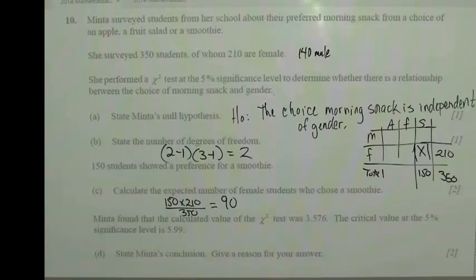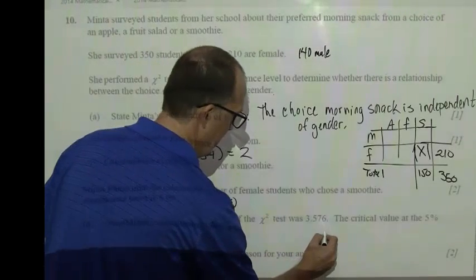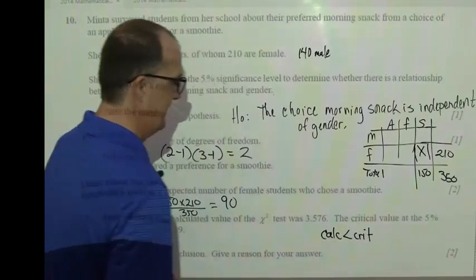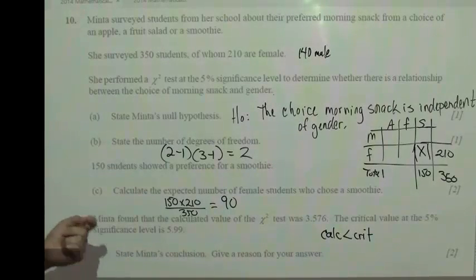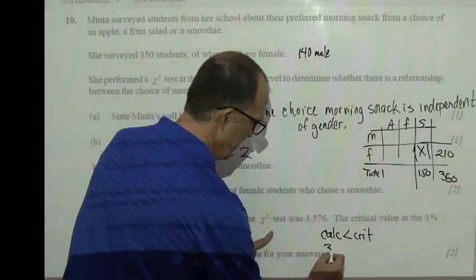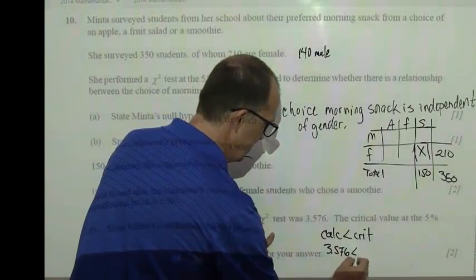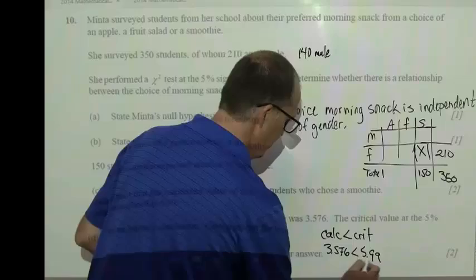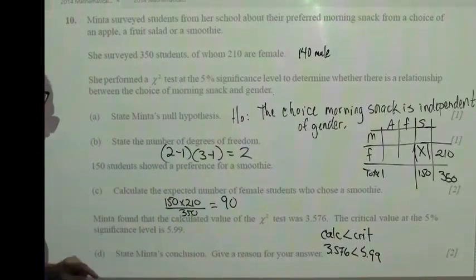And then last, she found the calculated value to be 3.576 and the critical value to be 5.99. State her conclusion. Give your reason for the answer. And so again, we are comparing, is the calculated value less than the critical value? If the answer is yes, we accept. If the answer is no, we reject. And so the calculated value, 3.576, is that less than 5.99? Yes, that's true.